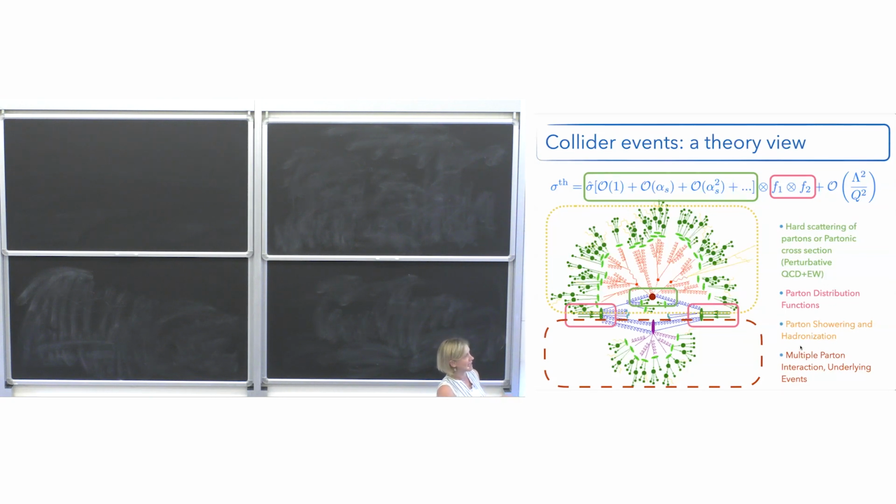So we have the hard scattering of partons, or the partonic cross-section, which we compute in perturbative QCD and electroweak theory.